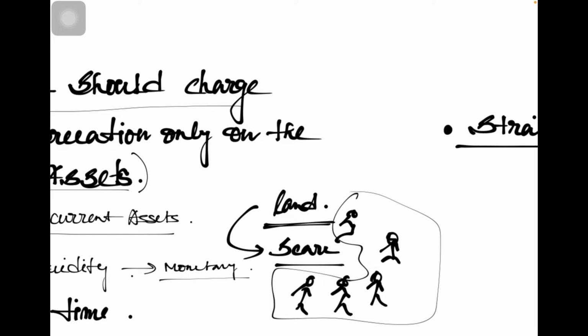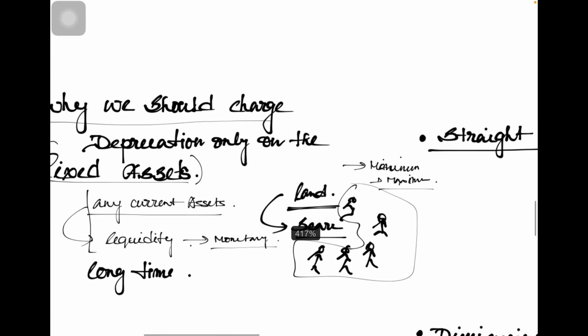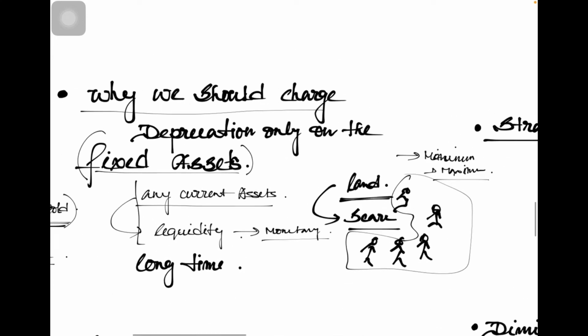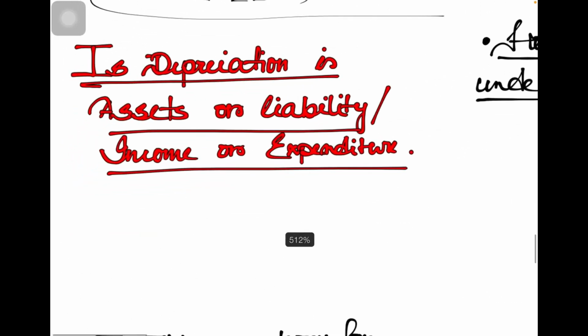So certainly we have to manage the minimum land for the maximum utilization. For that reason, just because of the scarcity of the land, it is one of the assets where depreciation is usually not charged. We need to understand.